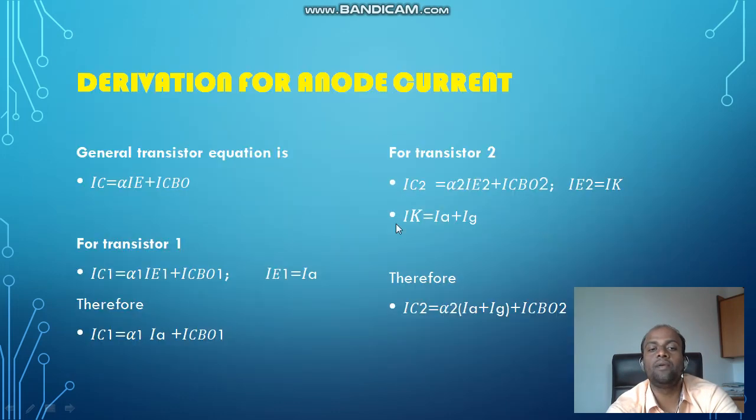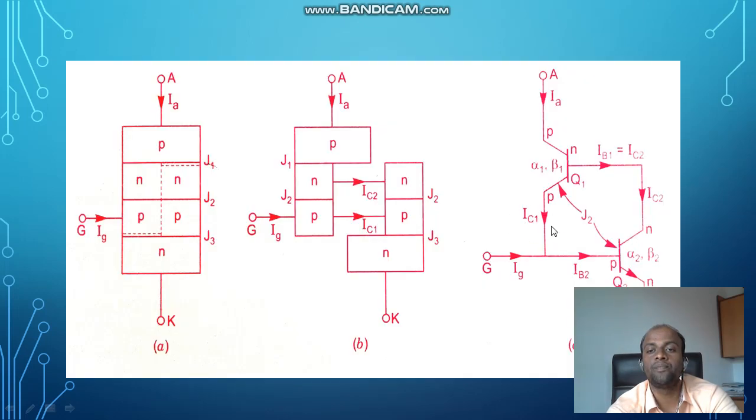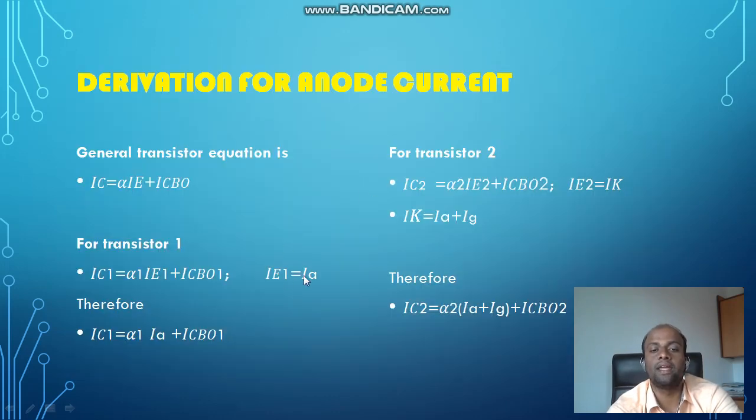Emitter. What is IE1? IE1 is nothing but IA. See, this is collector and this is emitter. So what is IE1? The IE current is nothing but IA. So I will replace that IE with IA.